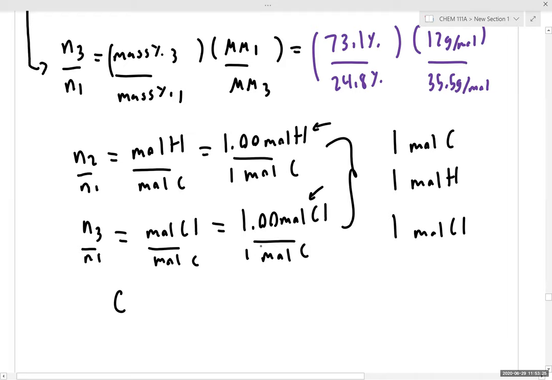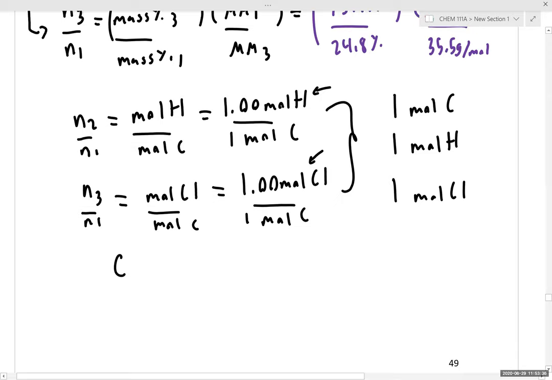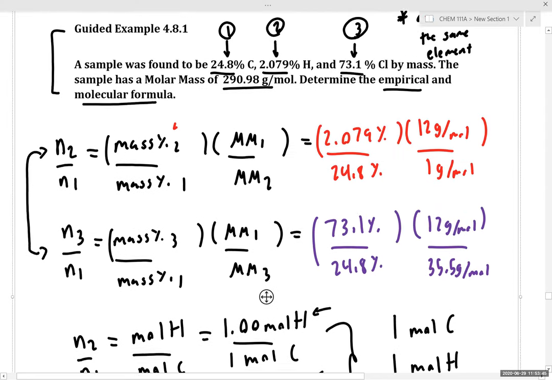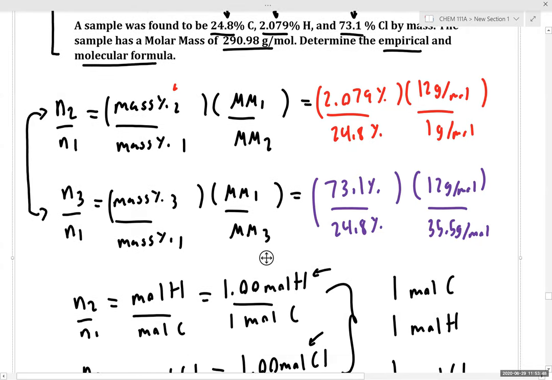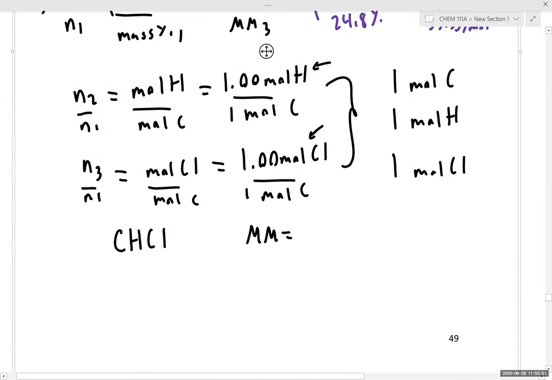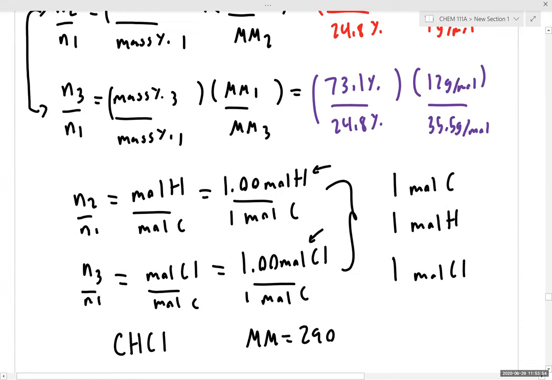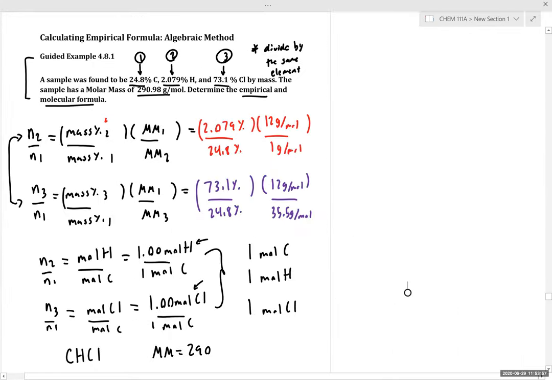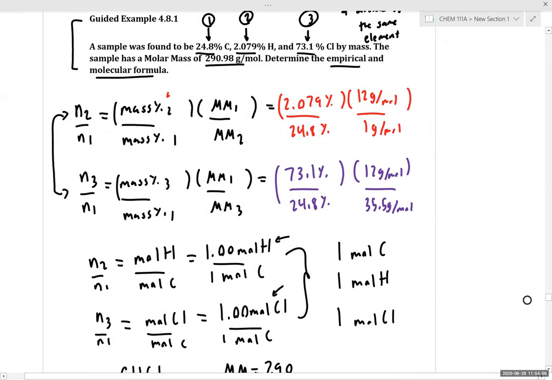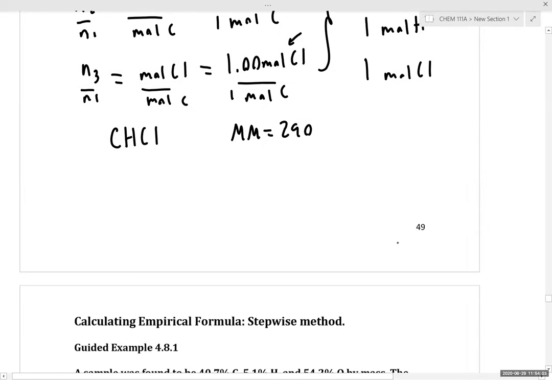Now this example was explicitly designed to sidestep another step that we have to do in these sorts of problems that we'll talk about in a moment. So our empirical formula would be CHCl. And if we look all the way at the top of our problem, our molar mass was 290.98 gram per mole.